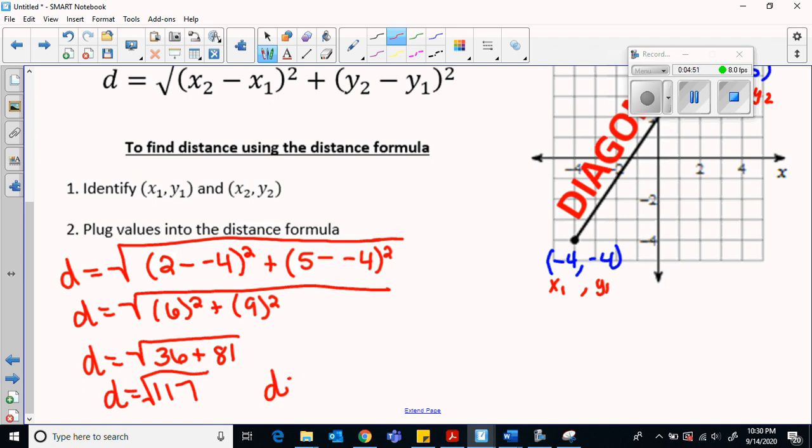Don't forget that part. And then again, you can put that in Desmos. Let's round to the nearest hundredth. So the distance of that line using the distance formula is 10.82 units. And again, that should be the same because it's the same example from the Pythagorean theorem video. So you should see that you get the same answer either way.